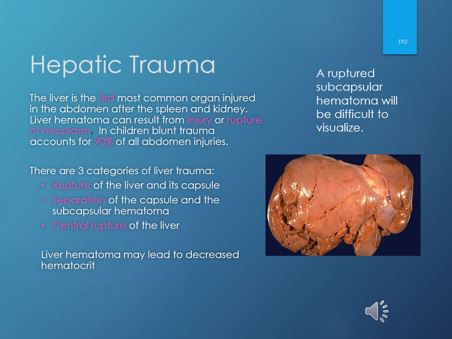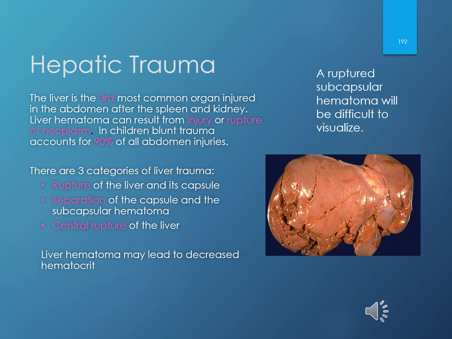Hepatic trauma. The liver is the 3rd most common organ injured in the abdomen after the spleen and kidney. Liver hematoma can result from injury or rupture of neoplasm. In children, blunt trauma accounts for 90% of all abdomen injuries. May present with decreased hematocrit.